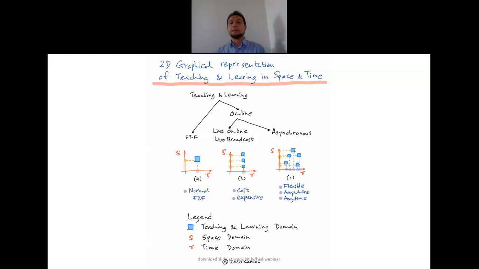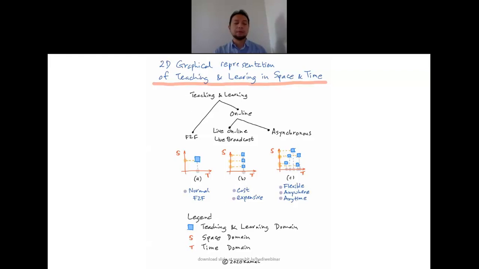Another example is asynchronous online teaching and learning, where we can be at a different place and also at a different time. For example, if I want to learn something from Coursera or from a YouTube tutorial, I can just watch anytime I want. Okay, so that is asynchronous learning. So these are the two main types, synchronous and asynchronous.